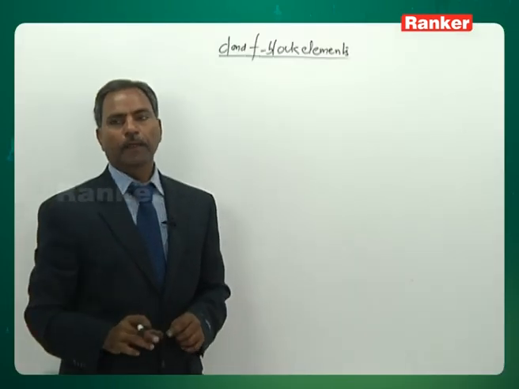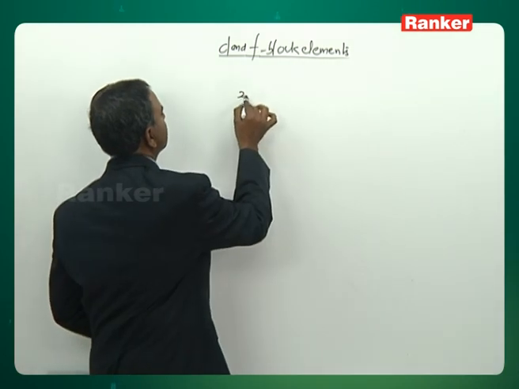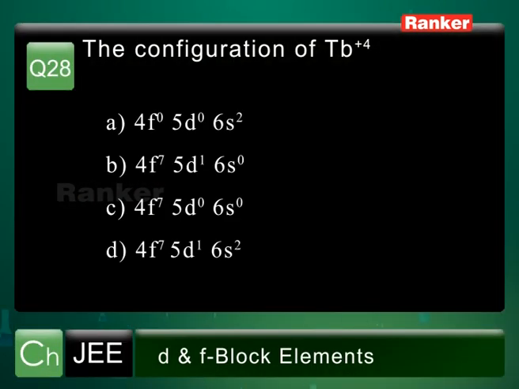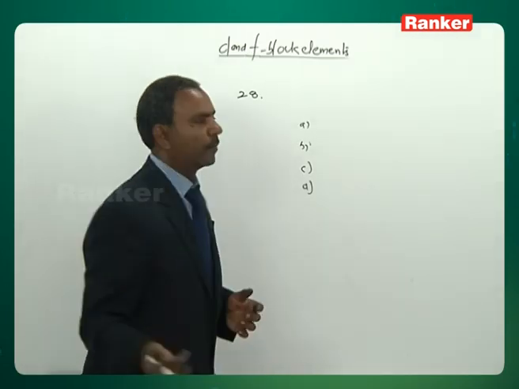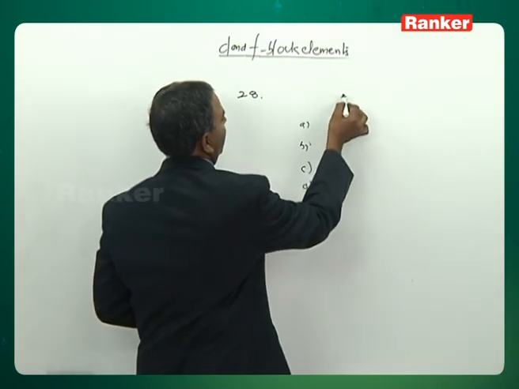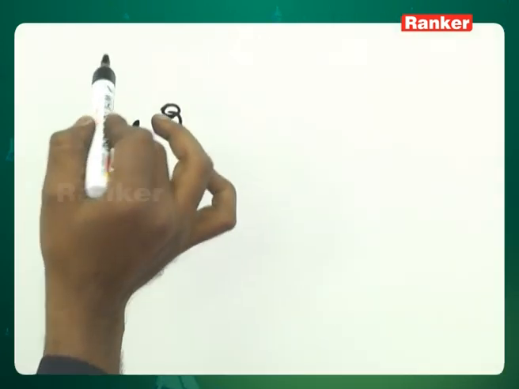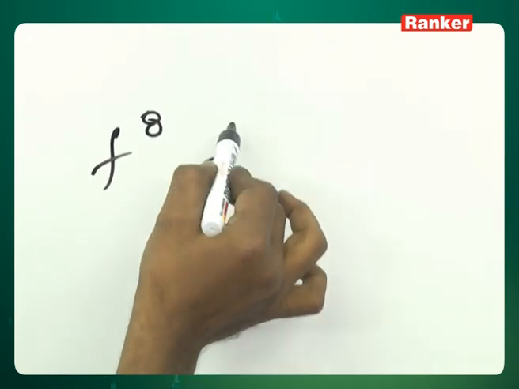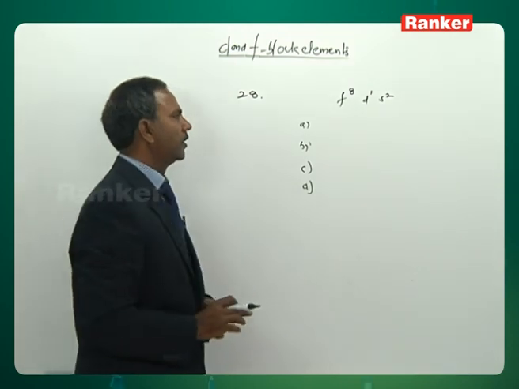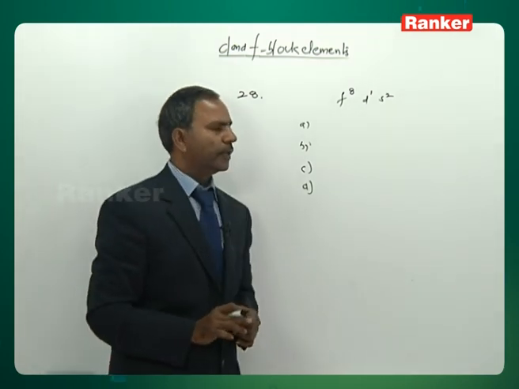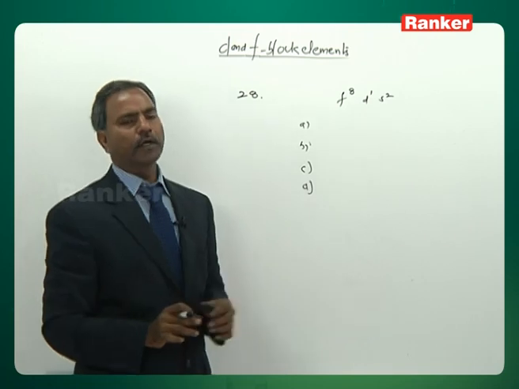Coming to question number 28. The configuration of terbium plus 4 ion. Consider the terbium configuration. Terbium configuration is actually 4f8, 5d1, 6s2. This is the configuration of terbium.